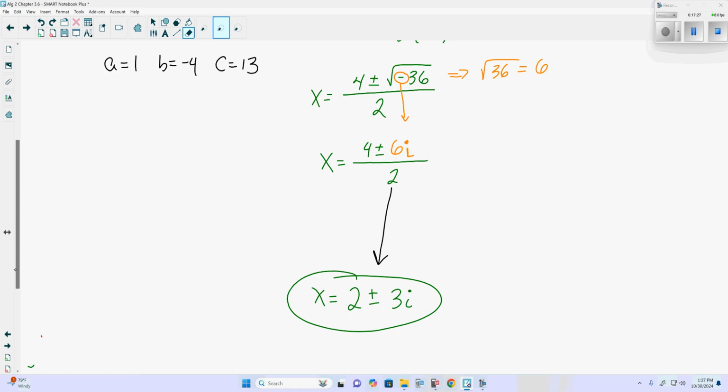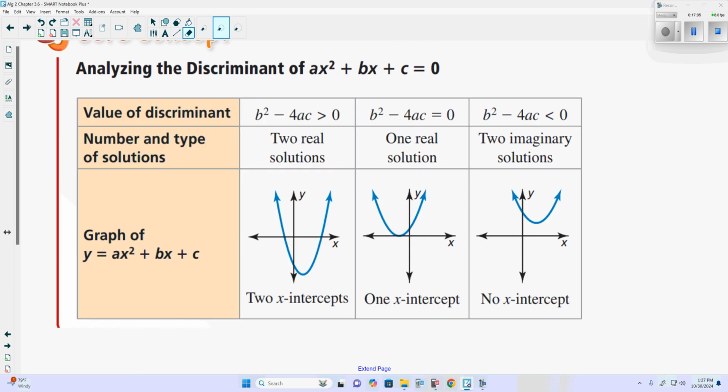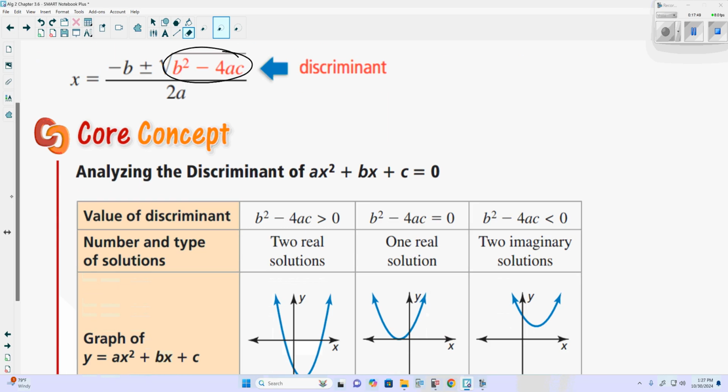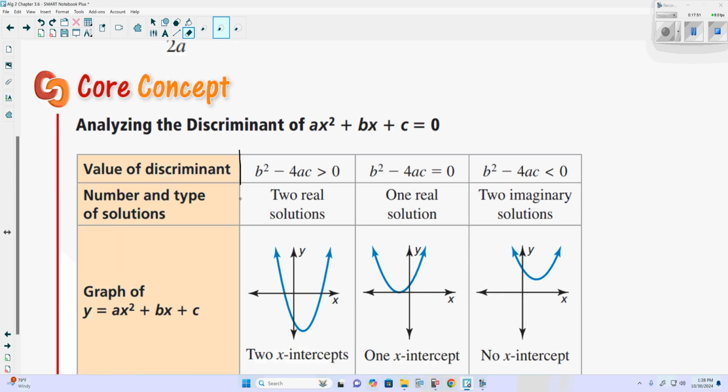Questions on this here? We're ready for the last part of 3.6. And that's dealing with the discriminant. The discriminant is b squared minus 4ac. Now the key thing with this here is this part, the b squared minus 4ac. I'd be making sure to write this down here.